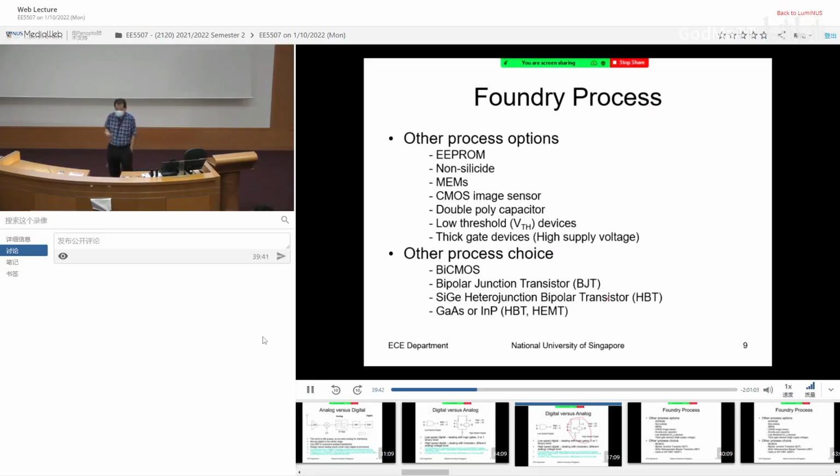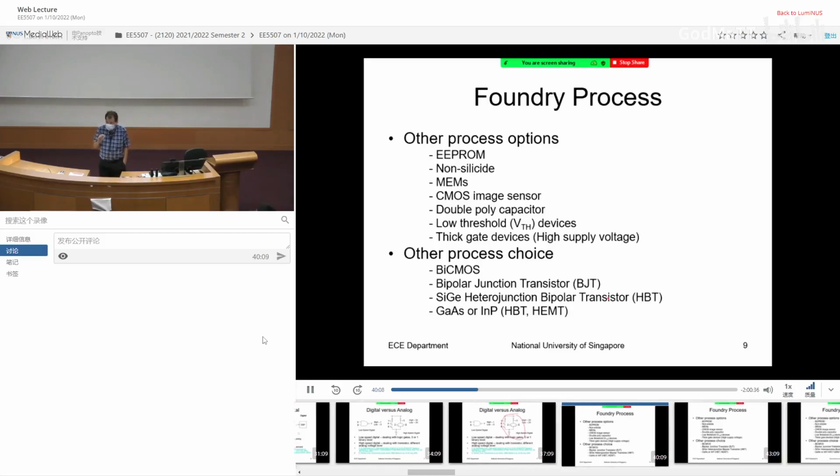Non-silicide and silicide process. Silicide, you try to make the contact with the semiconductor so the resistance can be lower. Non-silicide will make the resistor higher. So this kind of process allows you to achieve high resistance.